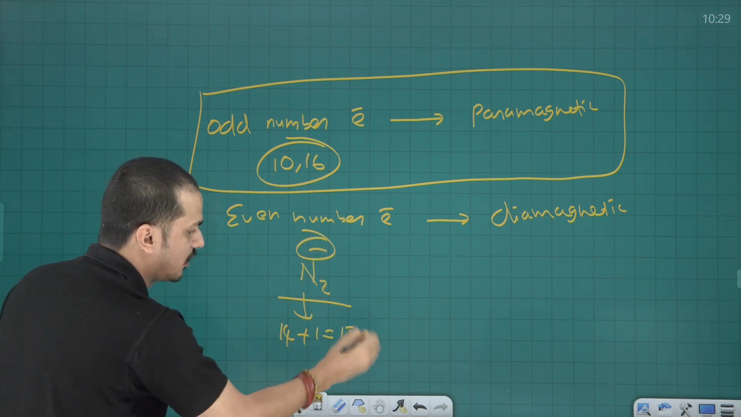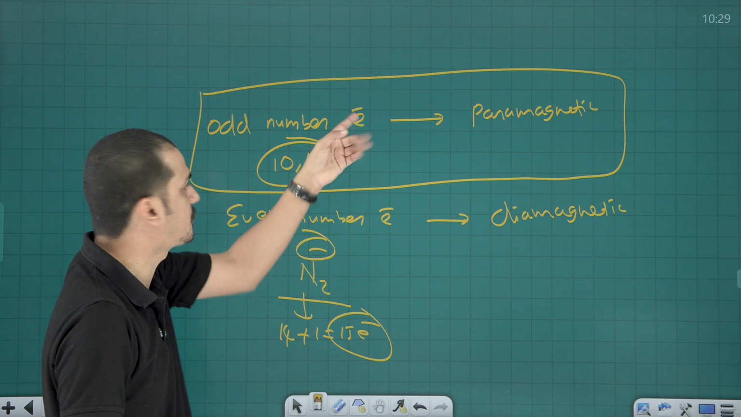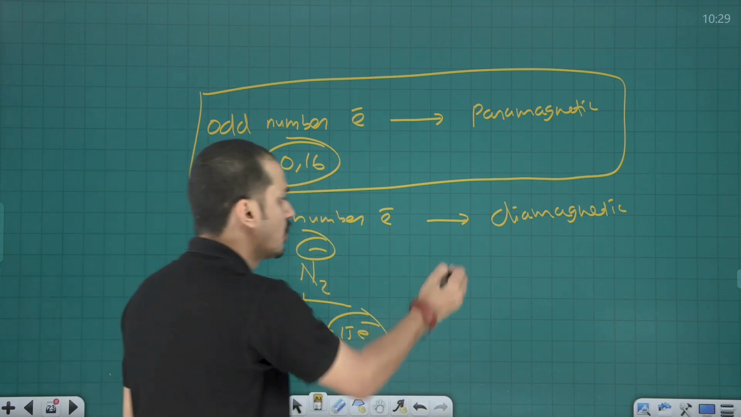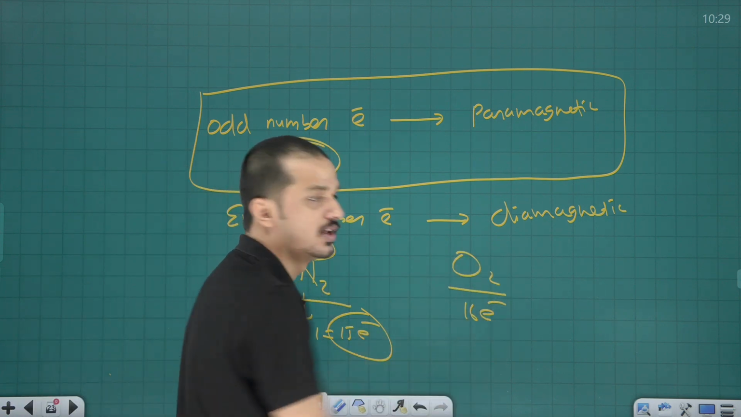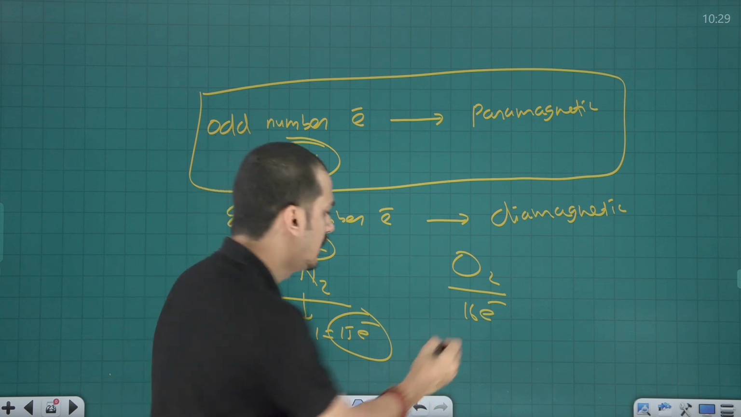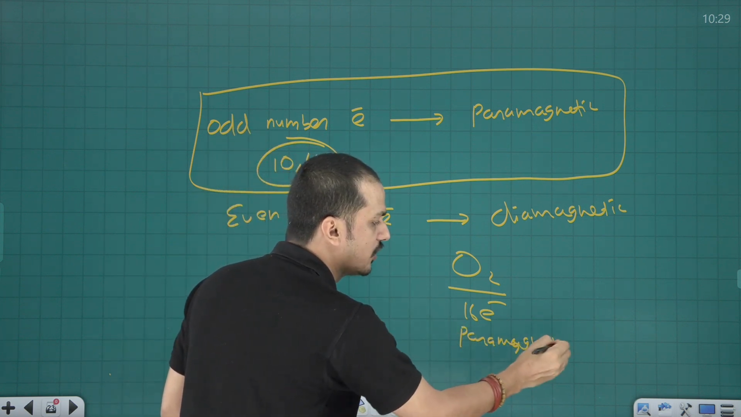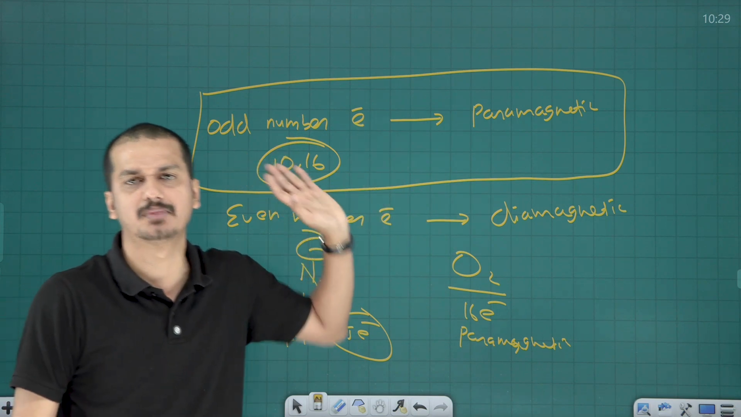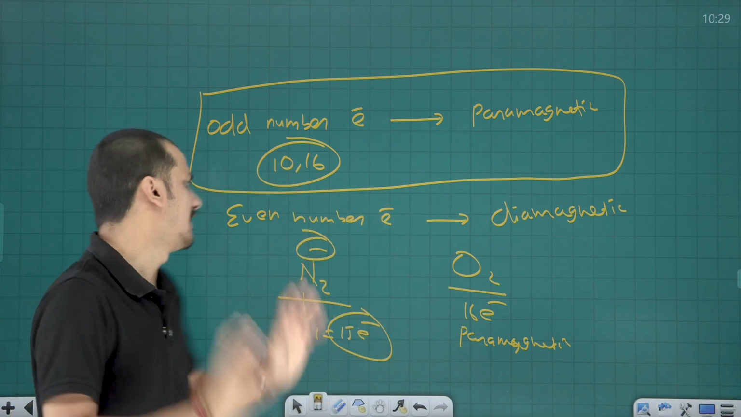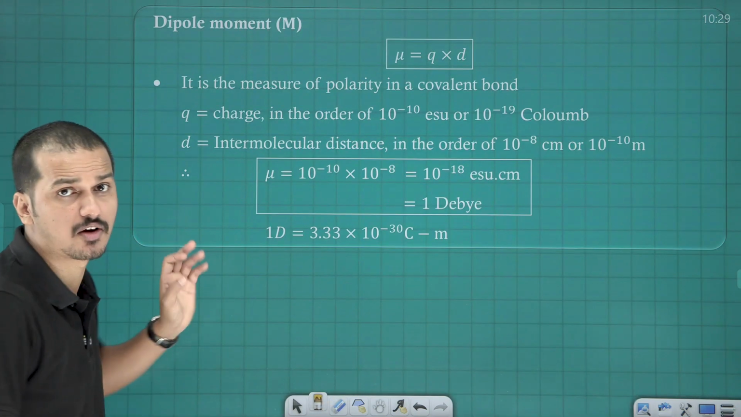So total 15 electrons. 15 electrons is odd. Odd means paramagnetic. Finish. What about O2? O2 means 16 electrons. 16 is even, but it's an exception. It is also paramagnetic. Clear? So like that you can find out. Easily you can find out the ideas from their area. Clear? Yeah. That's all about the bond, molecular orbital theory.